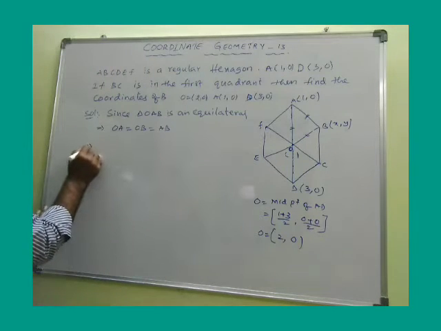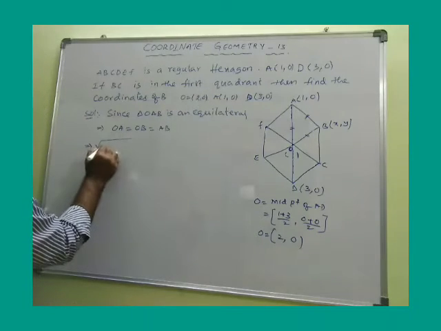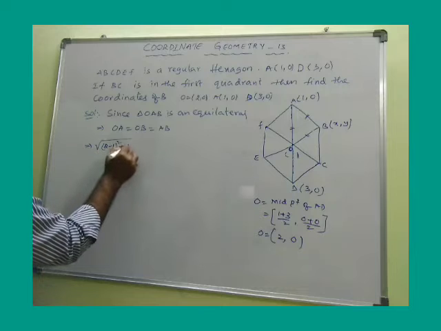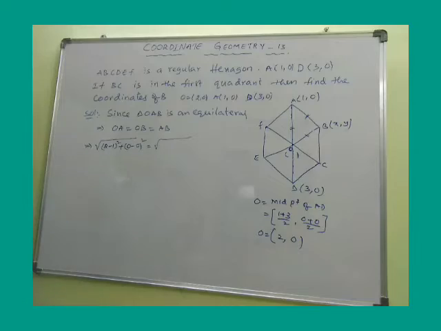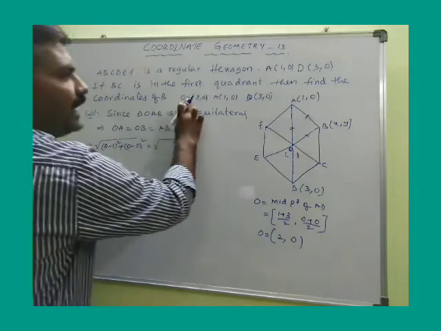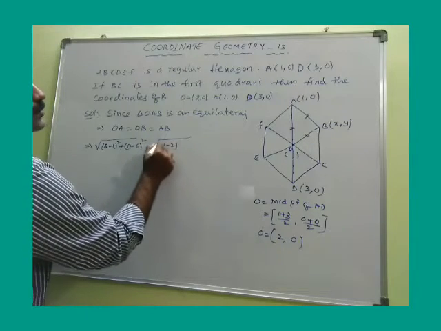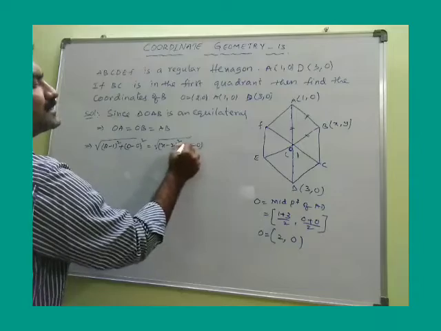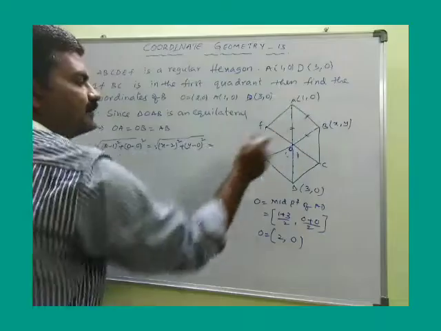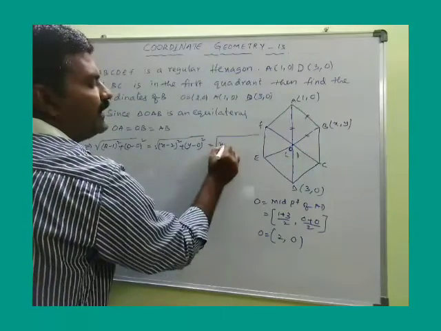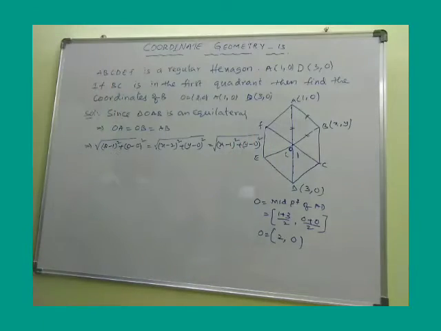Now tell me OA, the distance between O and A. That is square root of (2 minus 1) whole square plus (0 minus 0) whole square, which is equal to OB. O and B, where B is x, y. So square root of (x minus 2) whole square plus (y minus 0) whole square is equal to the square root of (x minus 1) whole square plus (y minus 0) whole square.